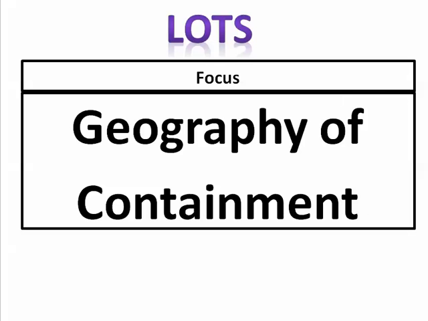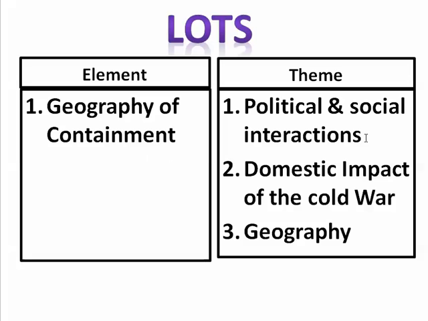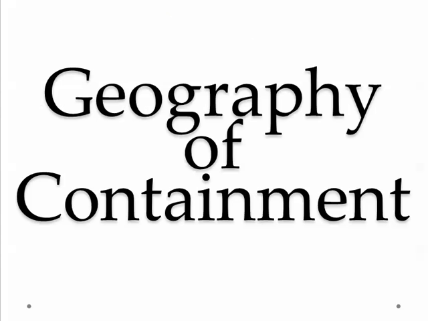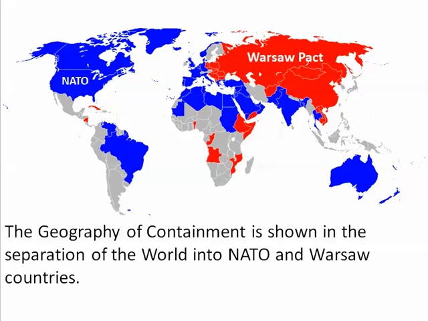Part of the Cold War, here's what we're looking at: the geography of the Cold War, containment. Focus is here on geography. Political and social interactions, domestic impact of the World War, and geography as well. So, geography of containment. First, we talked about NATO. There's NATO countries in blue, and the Warsaw Pact in red shows the geography of containment through Europe, the United States, and Canada, and South America, and Africa, and Australia, and New Zealand over here. So, there's some geography there we looked at.